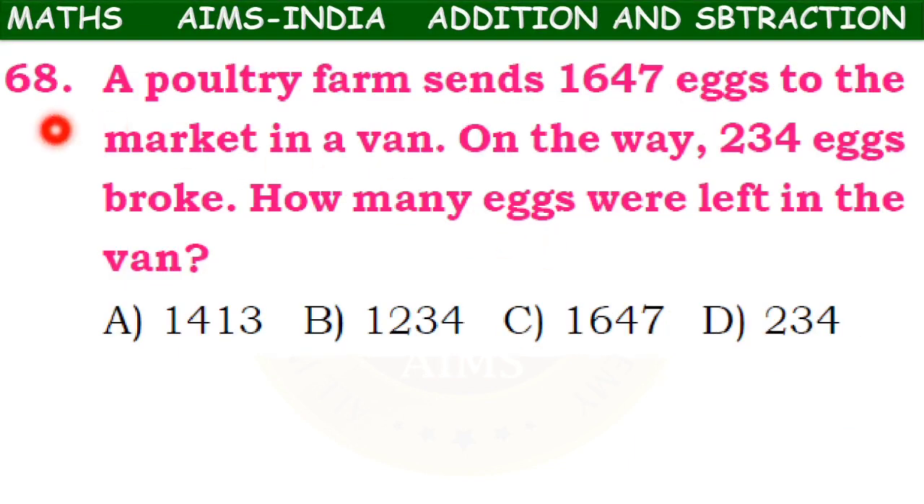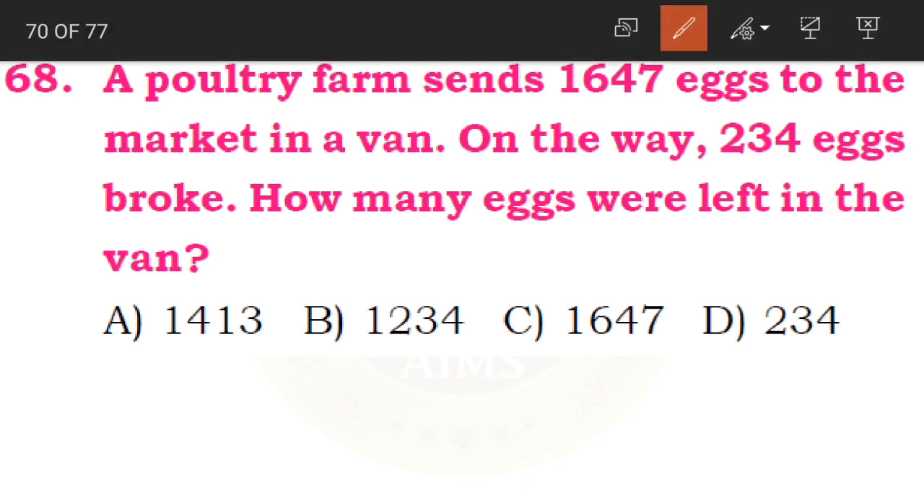Moving on to question number 68. A poultry farm sends 1,647 eggs to the market in a van. On the way 234 eggs broke. How many eggs were left in the van? Now what does a poultry farm mean? Poultry farm means a place where hens are grown. Okay children? Then from there, what do they do daily?